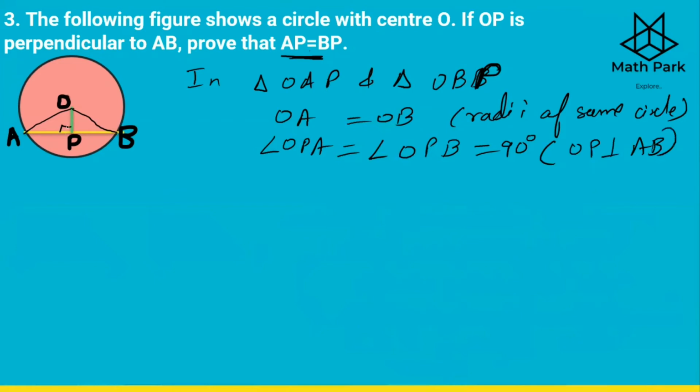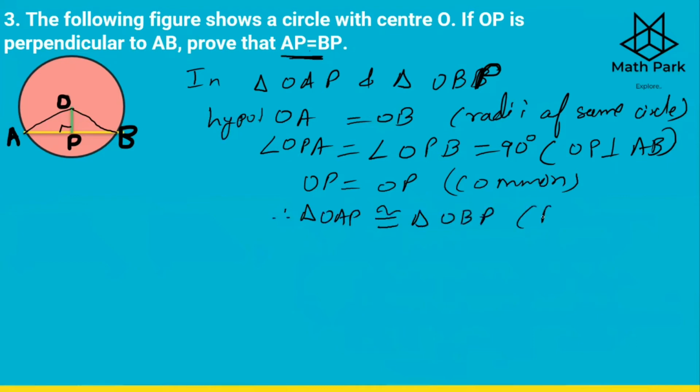So we got two things now. The third thing we have OP is equal to OP common. So OP is equal to OP is a common side to both the triangles. Now, what is OA? This is a right triangle. So OA is a hypotenuse. It is the hypotenuse, right? So therefore, you have triangle OAP is congruent to triangle OBP by RHS. So if the triangles are congruent, the corresponding parts are equal. So therefore, now AP and BP are the parts of this triangle. So you have AP is equal to BP, by CPCT, corresponding parts of congruent triangles.